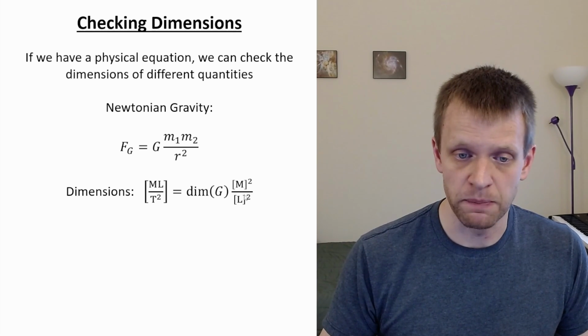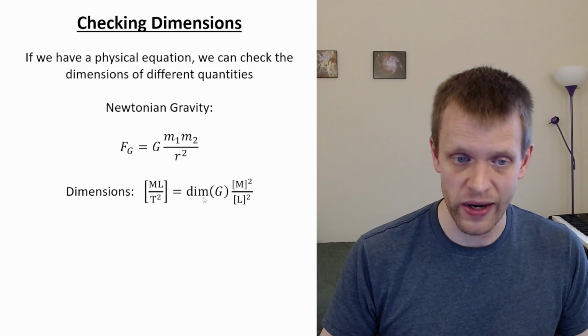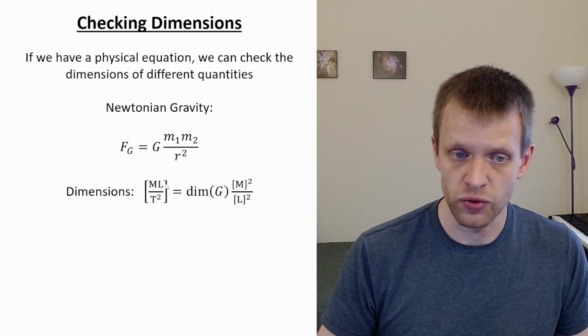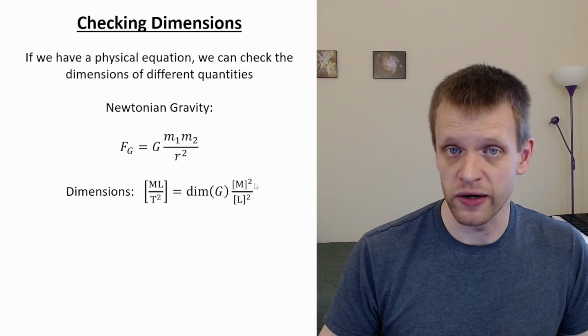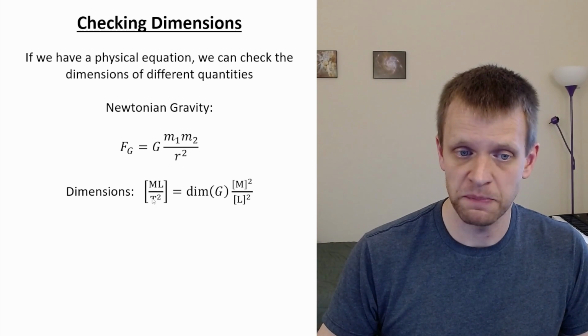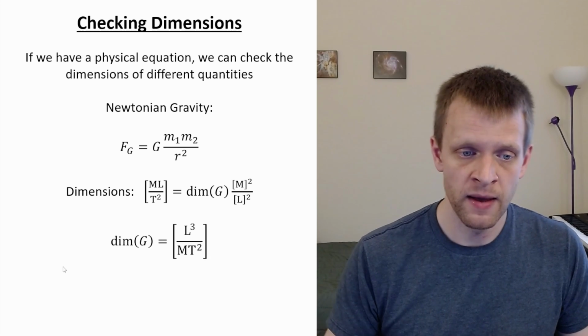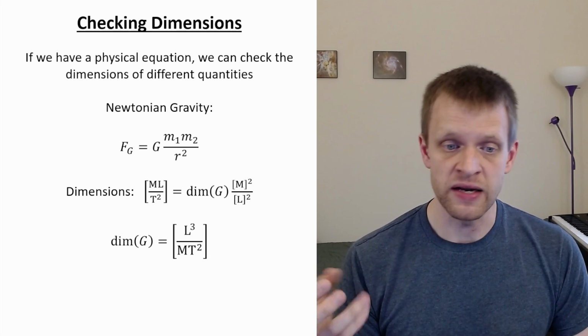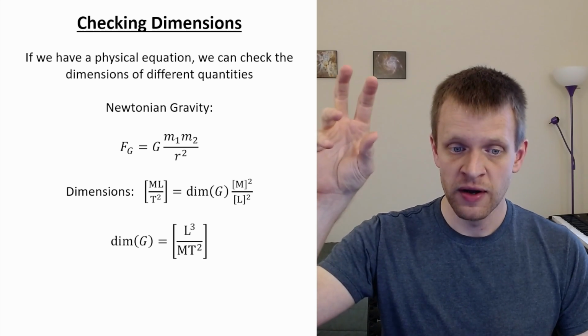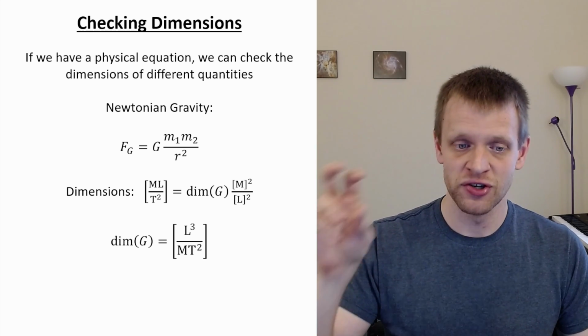Notice I can rearrange this by multiplying L squared to both sides. So we're going to get an L cubed on this side. And I can divide both sides by a mass squared. So it's going to cancel out this mass and leave one more mass in the bottom. And we get that the dimensions of this gravitational constant have to be length cubed divided by a mass multiplied by time squared.